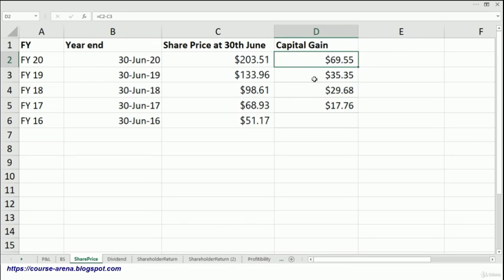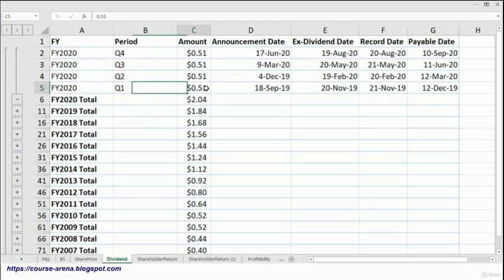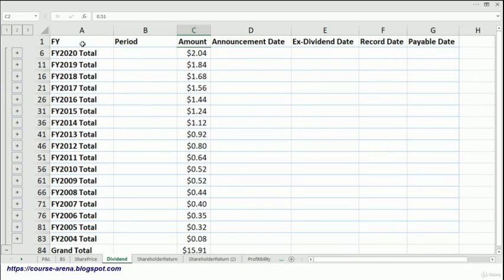Now that we know capital gain, the next thing that we need is dividend. For dividend, let me go to the next sheet. So here we have dividend for each year, fiscal year 2020, that is 2.04, and then fiscal year 2019, that is 1.84. If you really would like to see the breakdown of in what installments this dividend was paid, you can click on this plus sign here, and then you can see what exact amount of dividend was paid in each period in fiscal year 2020, and similarly you can check for fiscal year 2019 as well. But we don't really need that for now, so I will simply go back to the top level of the year, and fiscal year 2020 has a dividend of 2.04, and so on, as you can see downwards.